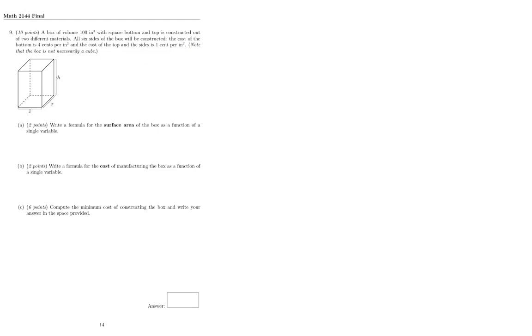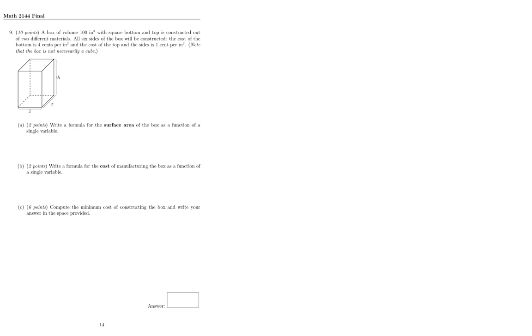Okay. The next says a box of volume 100 cubic inches with a square bottom and a top. So it has a bottom and top. It's constructed out of 2 different materials. All 6 sides of the box will be constructed. The cost of the bottom is 4 cents per inch squared, and the cost of the top and the sides is 1 cent per inch squared.